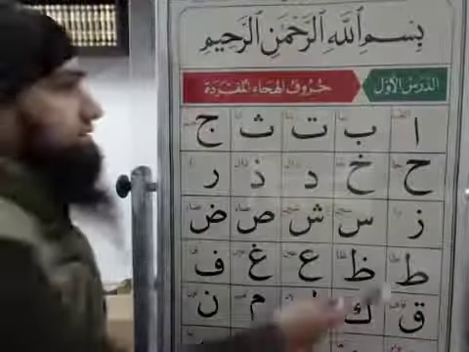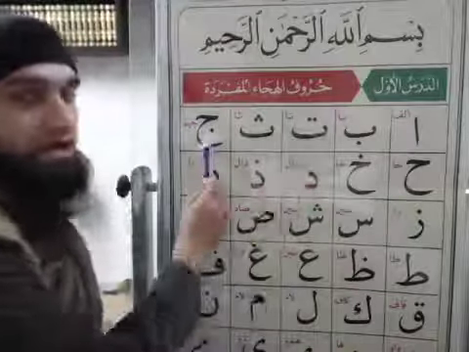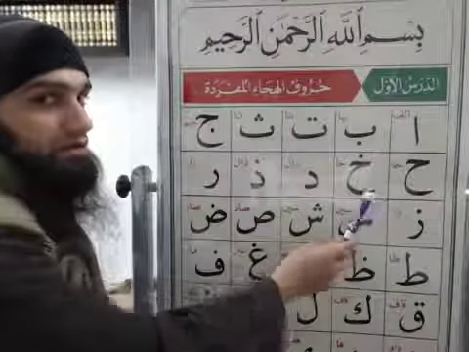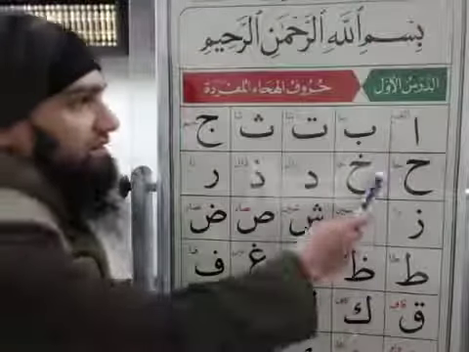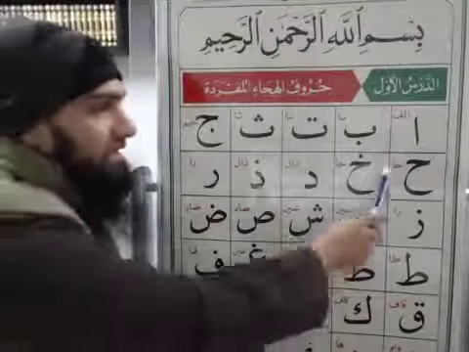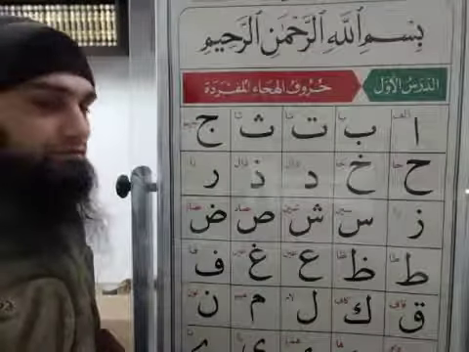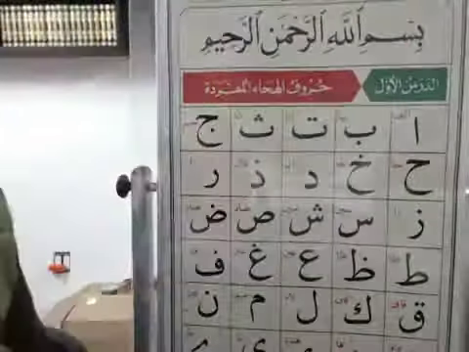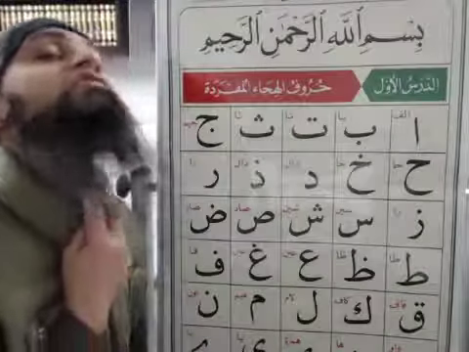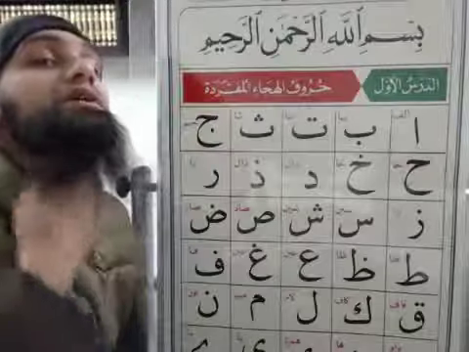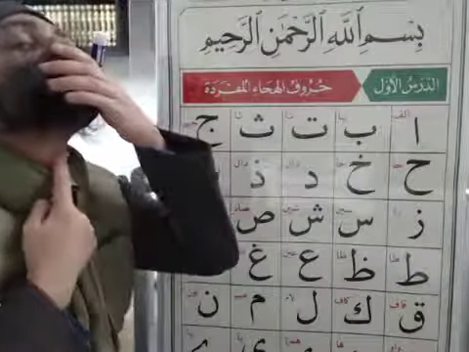The next letter looks like Jim, but has no dot. Jim has a dot on the bottom, but this has no dot. Okay. Now this letter, it is also a light letter, ends with alif, so you're going to make it long. Comes from the middle of the throat. The middle of the throat. Okay. My beard is blocking. Okay. The middle of the throat.